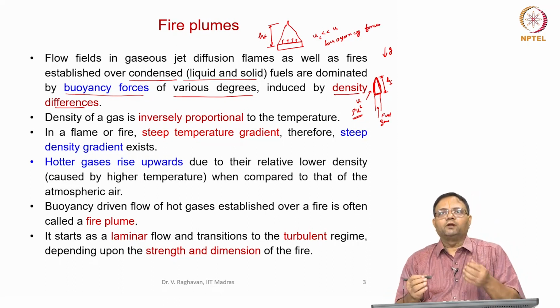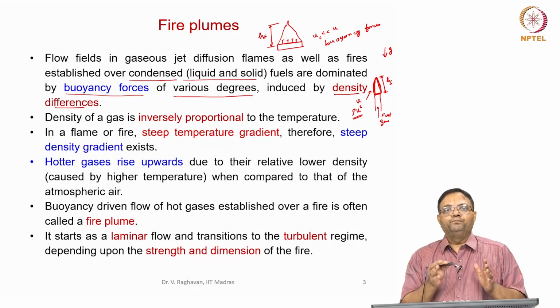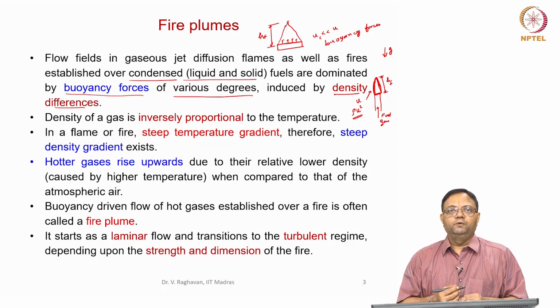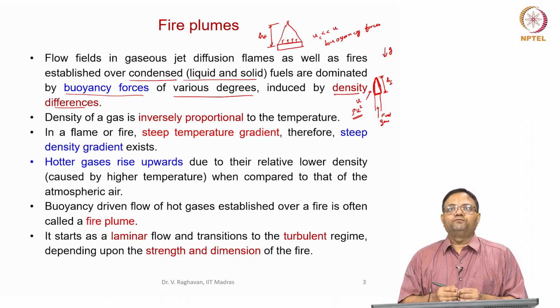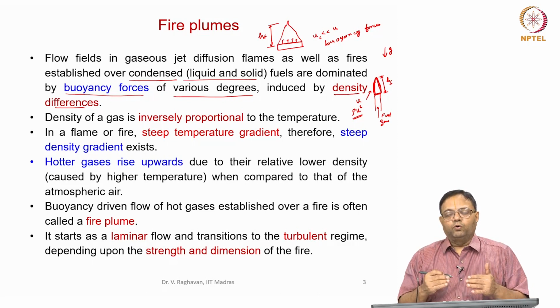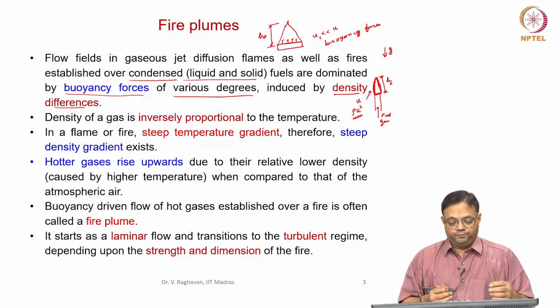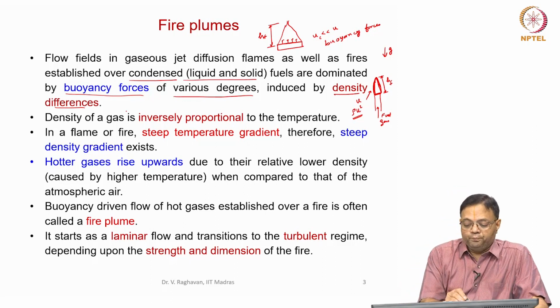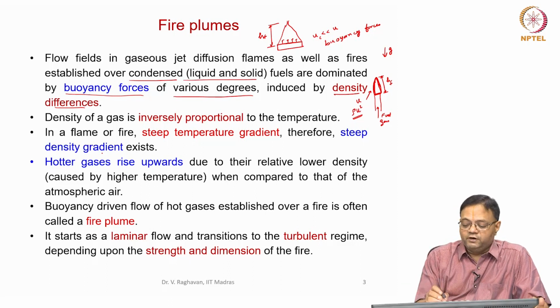Basically, the momentum is very less. So, that is the basic difference between a gaseous jet diffusion flame and the flame which is established over the condensed fuel. The momentum is very low. The mass coming out of the condensed fuel surface will not have a big velocity. So, the buoyancy forces are caused in both the cases, which are due to density differences.